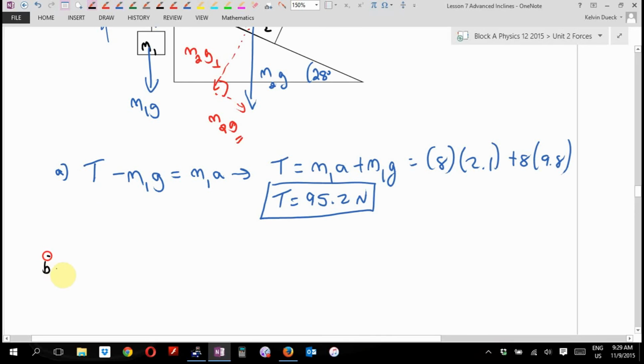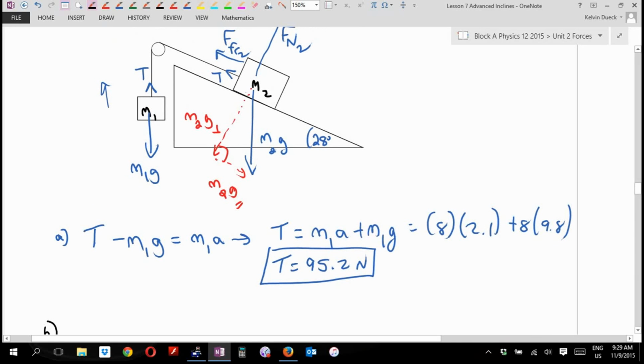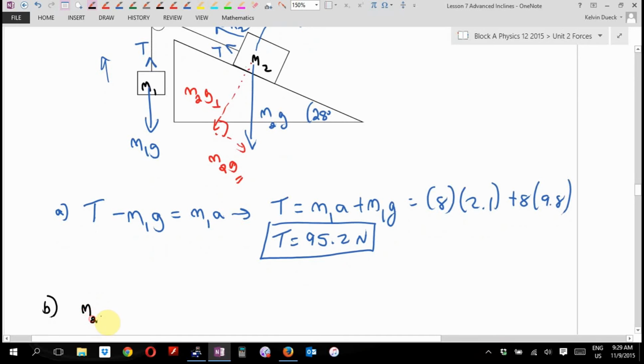B. What's B want me to find? Mass 2? I guess we better write an equation for mass 2. Looking at mass 2, who's winning? Okay. Who's losing? Looks like I have tension and friction. That equals M2A.